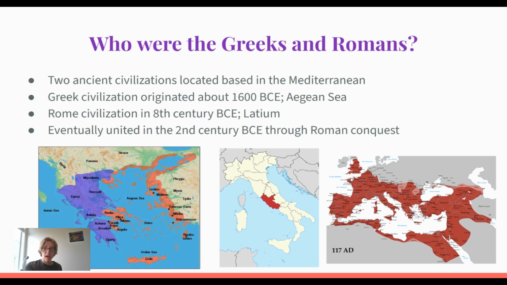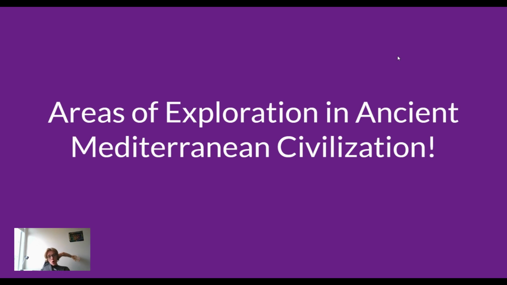At the same time, Roman civilization derives its name from the city of Rome, which was just that, a singular city. As the Roman state expanded, it conquered and assimilated various peoples, including the Greeks, owing much of its cultural foundation to such peoples. So, with that basis having been established, let's look at some areas of exploration in ancient Mediterranean civilization.